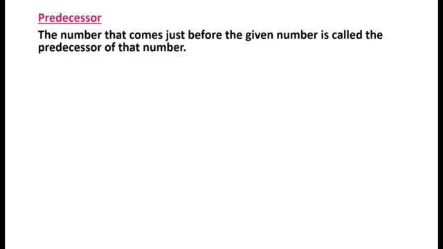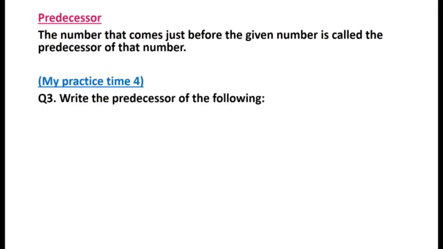Next topic is predecessor. The number that comes just before the given number is called the predecessor of that number. That means children, if I give you any number like 11, the predecessor will be the number which comes just before 11, that is 10. So the predecessor of 11 will be 10. For finding the predecessor we subtract 1 from the given number. So you see here, write the predecessor of the following. Question number 3 from My Practice Time 4.